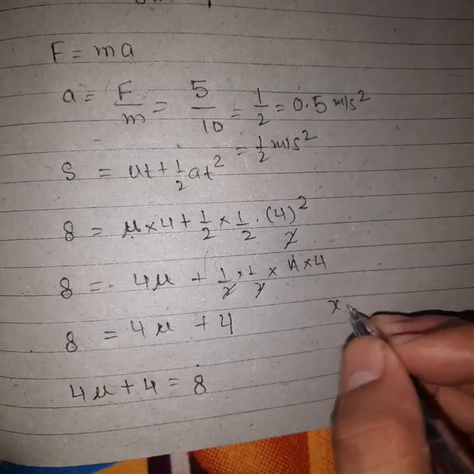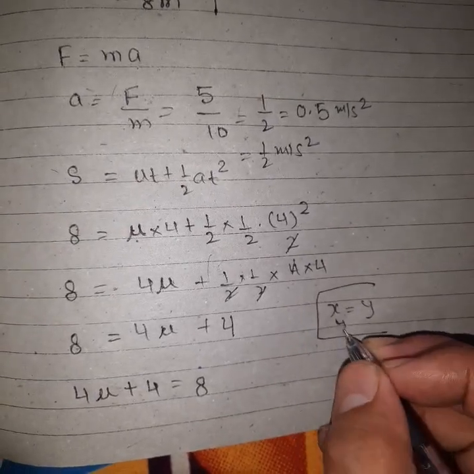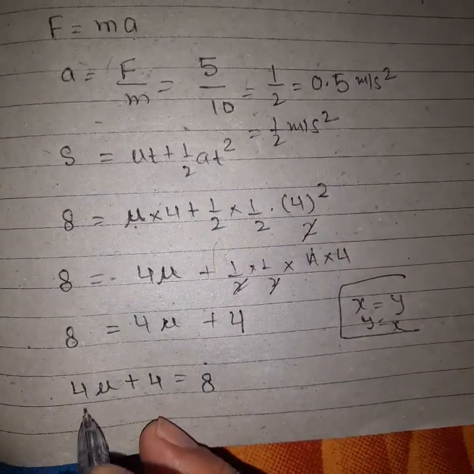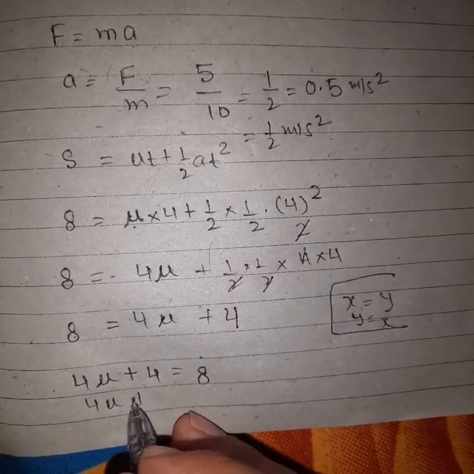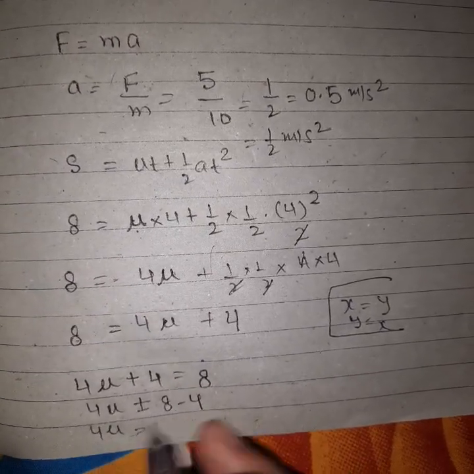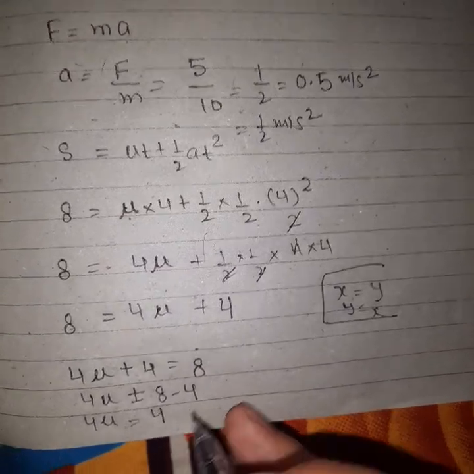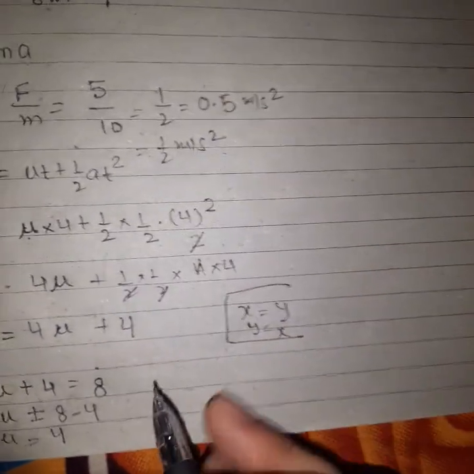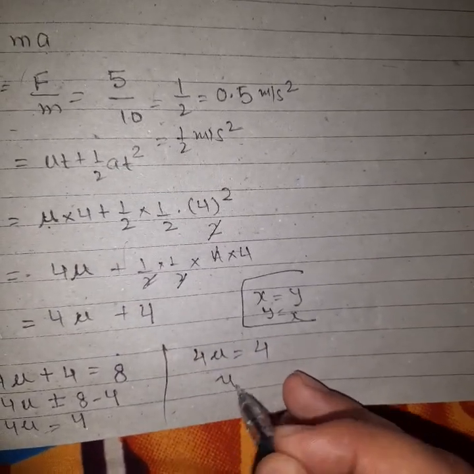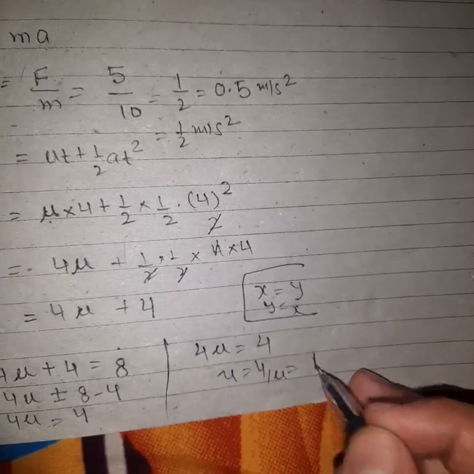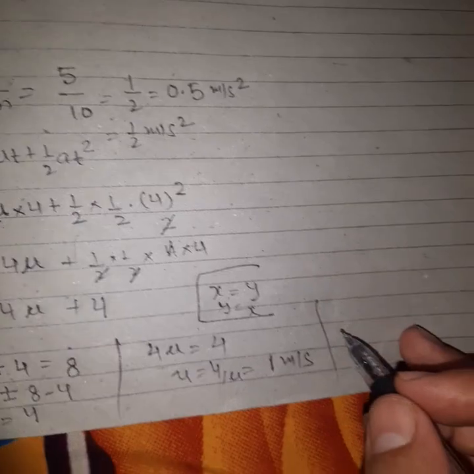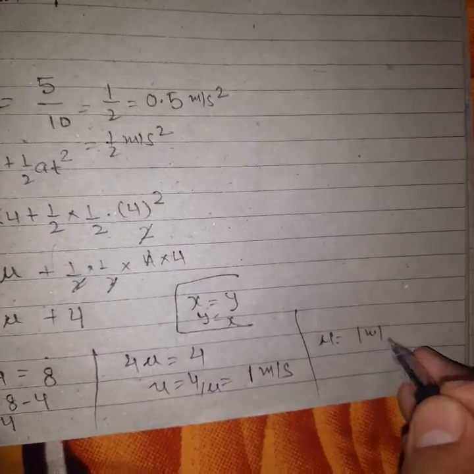If x is equal to y, then you can write y is equal to x. Both things are equal. Clear? So this 4 moves to the other side. We can say u is equal to 8 minus 4, then u is equal to 4. 8 minus 4 is equal to 4. Okay students, any doubt now? So simply we can say here 4u is equal to 4 and u is equal to 4 by 4 is equal to 1, and this is the initial velocity. We can write that in meter per second. So we get the initial velocity u is equal to 1 meter per second.